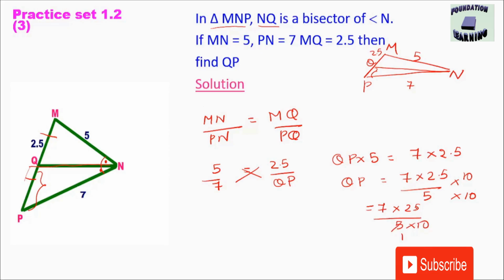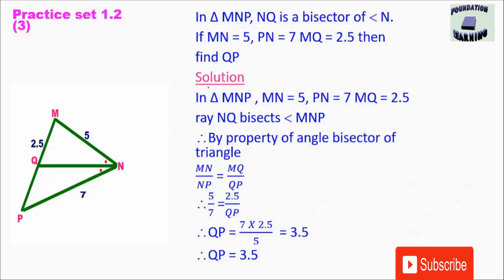5 ones are 5, 5 5s are 25, 5 ones are 5, 5 2s are 10. So now we have got 7 upon 2. Now we have to divide 7 by 2. 2 3s are 6, remainder 1, decimal 0, 2 5s are 10. So what is the value of QP? After cancellation and solving, we get the value of QP as 3.5.